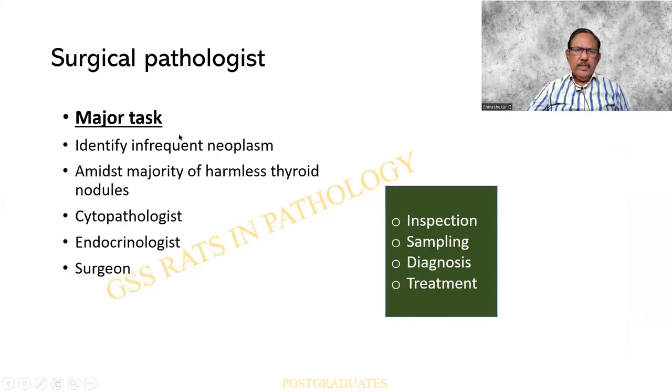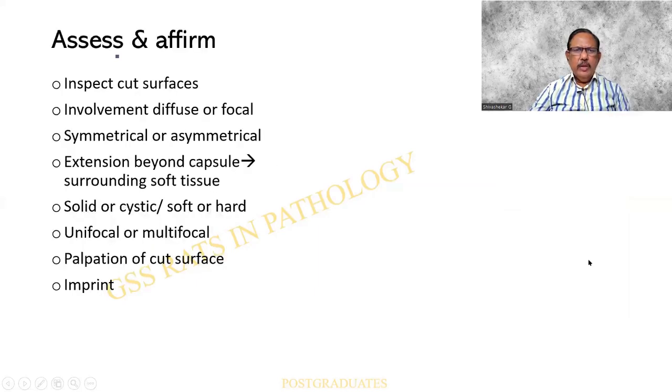For the surgical pathologist, the major task will be to identify an infrequent neoplasm amidst the harmless thyroid tissue. So there has to be a coordination of the cytopathologist, endocrinologist, and the surgeon. So these things are all mandatory. Inspection, sampling, diagnosis, which will be followed by the treatment. So these are the important things that we have already mentioned. Imprint can be taken, particularly in a case of a frozen section, so that you can hasten the diagnosis or rest your curiosity.